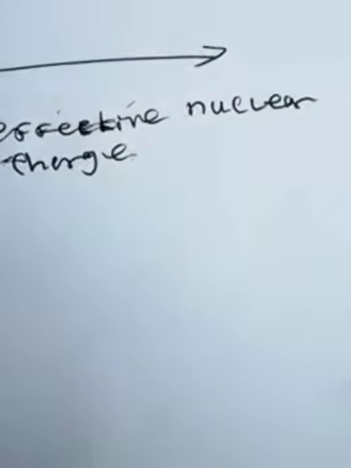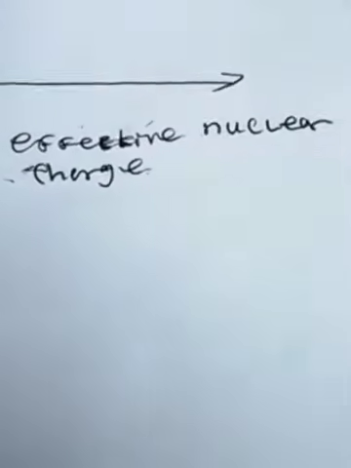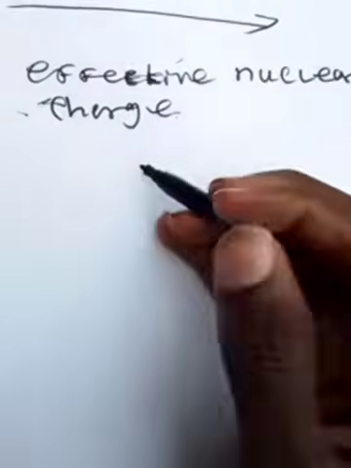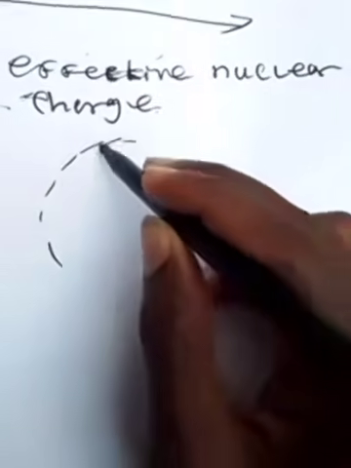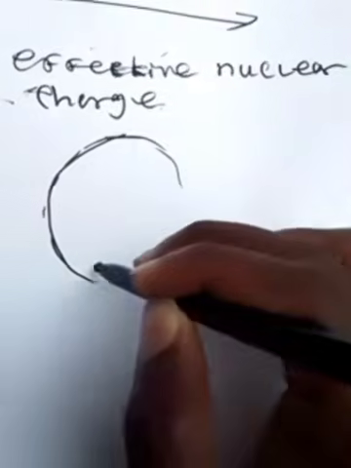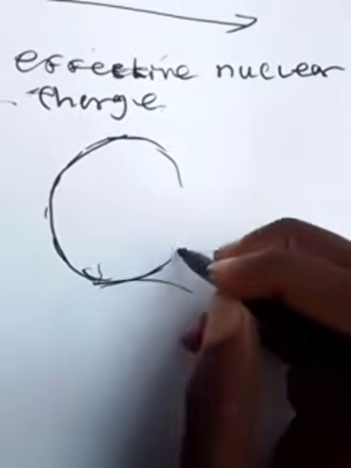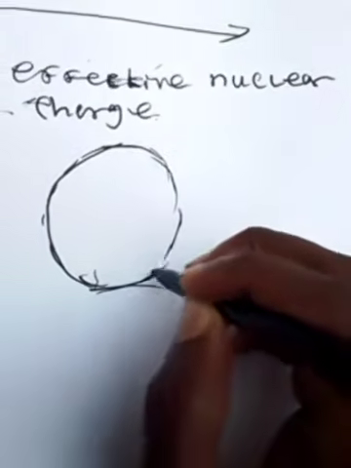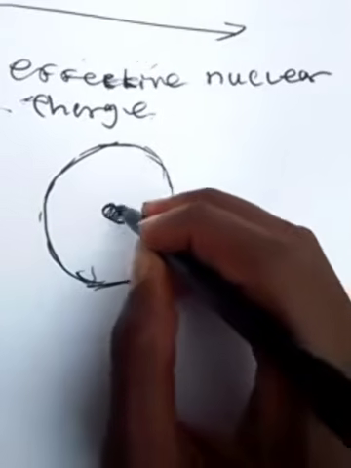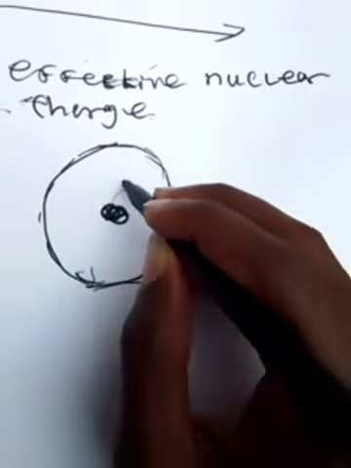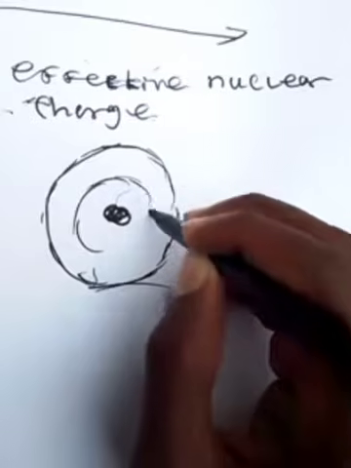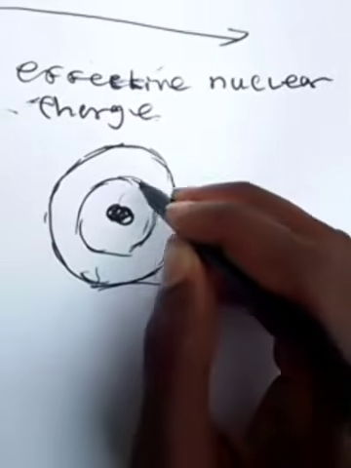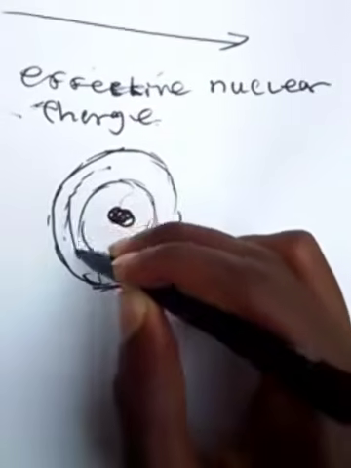Have you ever wondered why? Let me first draw it for you. You know that an atom looks something like this, right? The structure of an atom. You have the nucleus here, then you have some sort of shells, and in the shells is where you find electrons, right? Good.